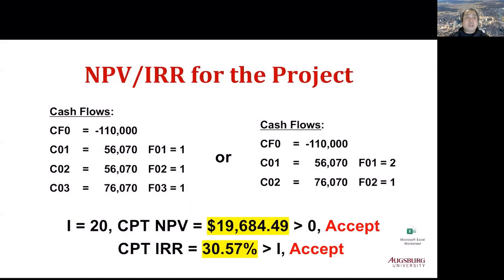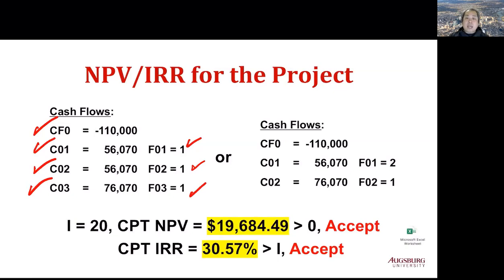Now it is time to make a decision. To do so, we need to compute NPV and IRR. Using the cash flow worksheet, cash flow 0 is negative $110,000. C01 is $56,070, and if you keep F01 equal to 1, separately put each cash flow into the worksheet. C02 is again $56,070, and F02 equals 1. And then C03 is $76,070, F03 equals 1.